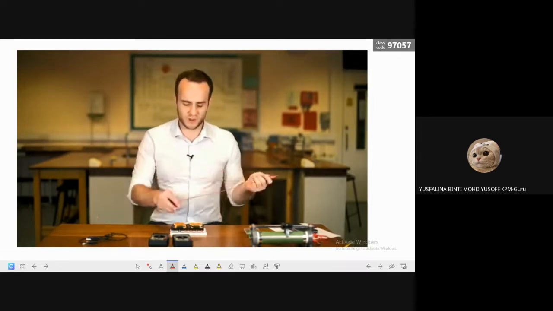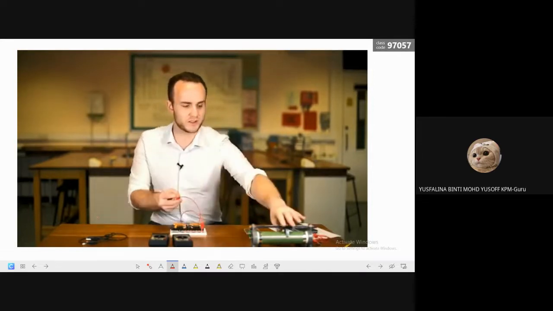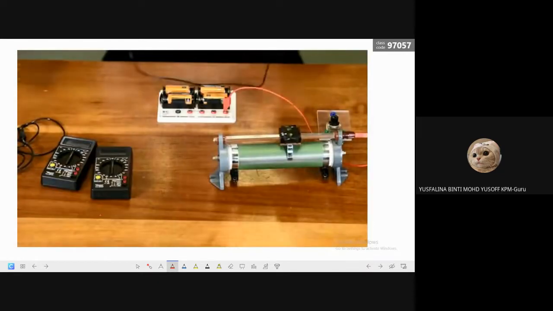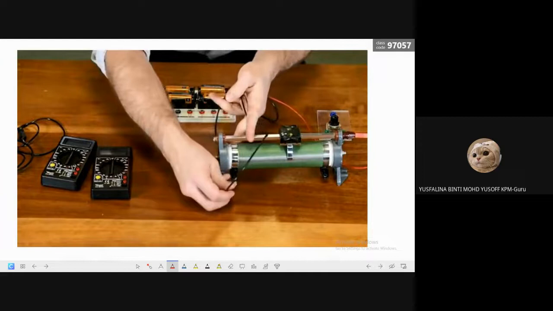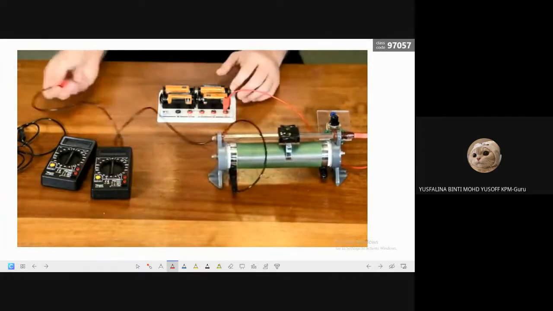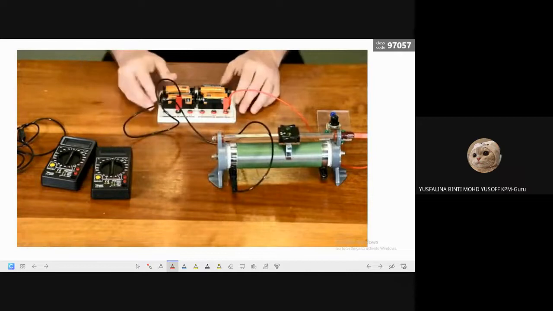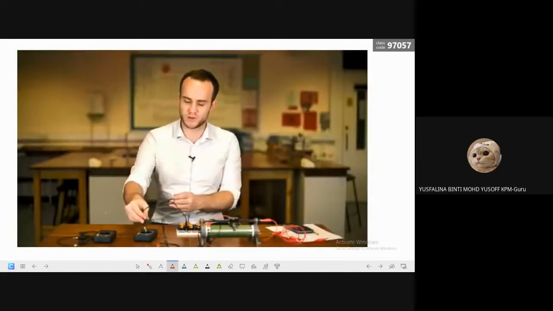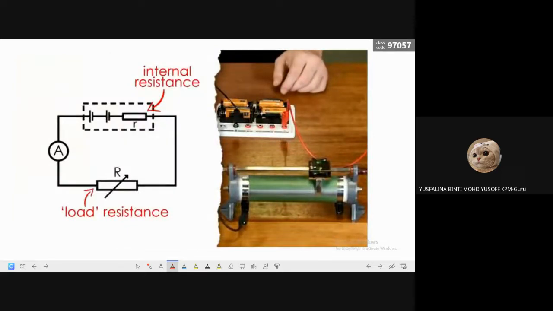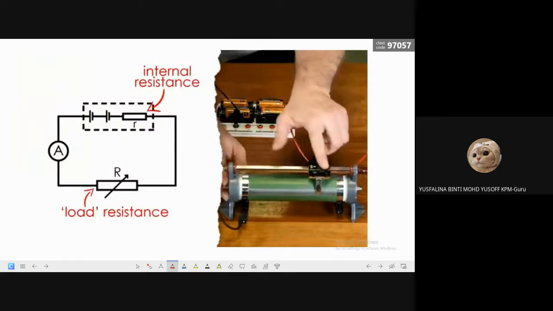What we want to do is hook up a battery to just a load resistor. It's a good idea to have a variable resistor so you can change it, because we want to change the current flowing through the circuit, and therefore the current flowing through the battery. We want an ammeter in series with the battery and resistor as well. So what I'm going to do is change the load resistance. This is my load resistance here.